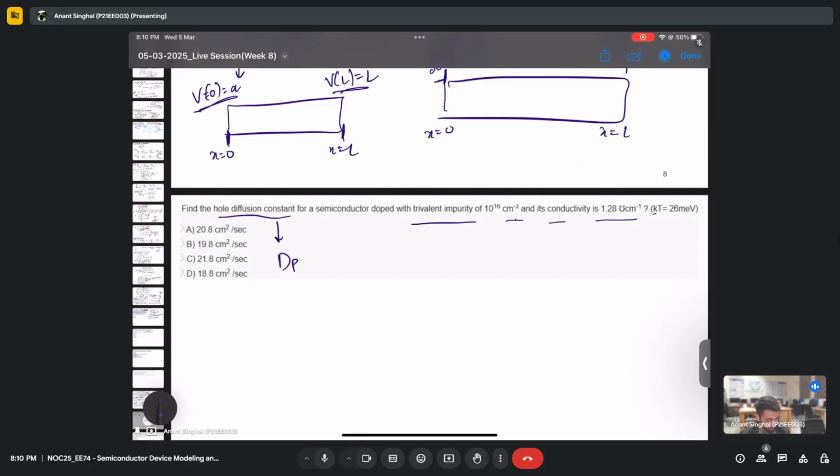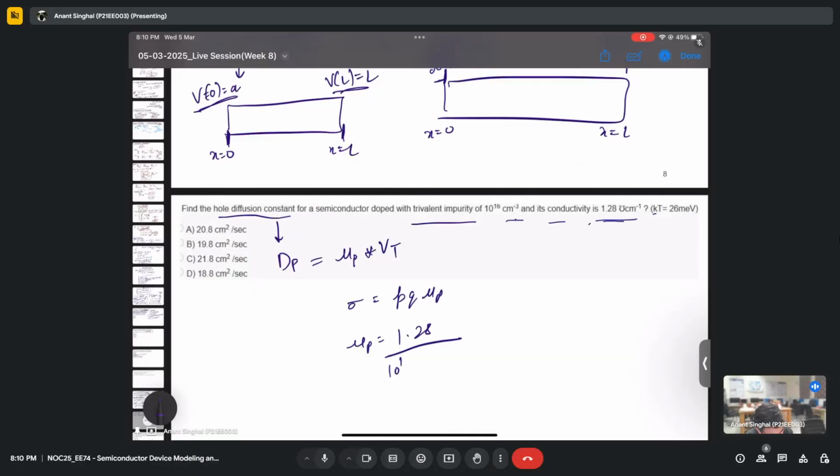Option A. Okay. So Dp was mu p times VT, right? So mu p we need to calculate, and conductivity is given, I guess. Conductivity is mu q p. So mu p we can find out. Conductivity is given as 1.28, p is given as 10 to the power 16.